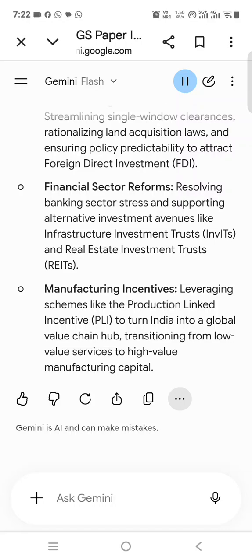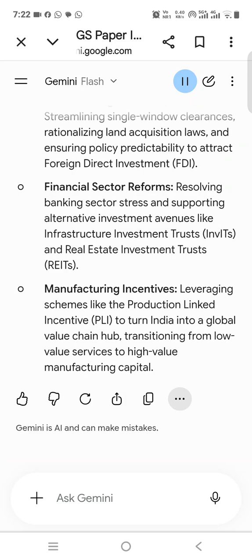Section of high-yield questions and answers for GS Paper 3, Economy, specifically focusing on investment models. These questions cover core concepts, contemporary relevance, and critical analytical angles. Section A, Conceptual and Structural Models.